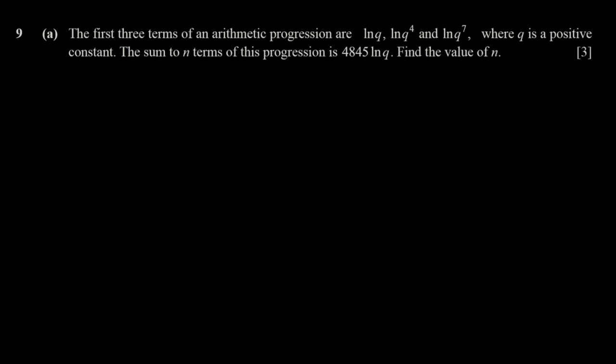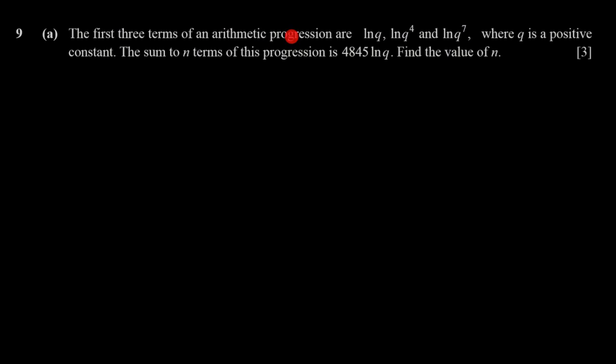Okay, so here we are in question 9, which is an arithmetic geometric progression style question. It's a little bit different, I think, from ones we've seen before. Here we've got the first 3 terms of an arithmetic progression: ln q, ln q to the power of 4, ln q to the power of 7. q is a positive constant. And the sum of n terms is 4845 ln q. We want to find the value of n.